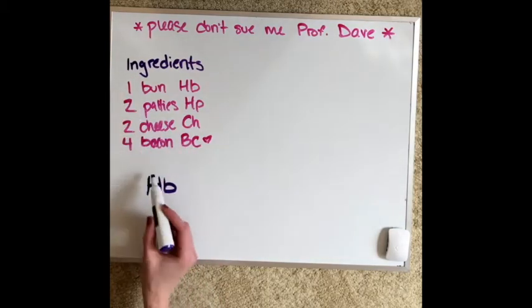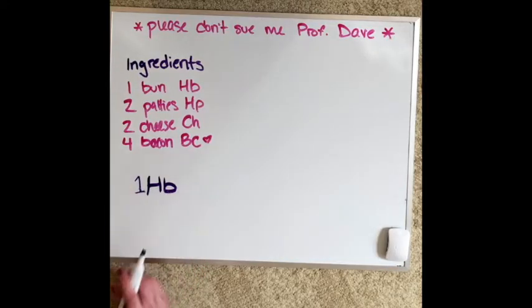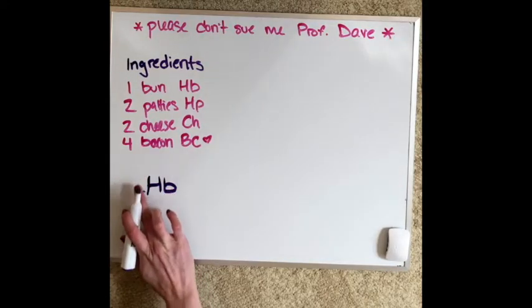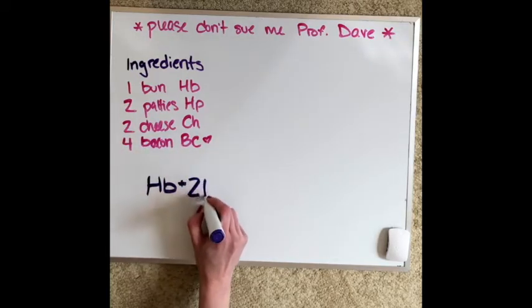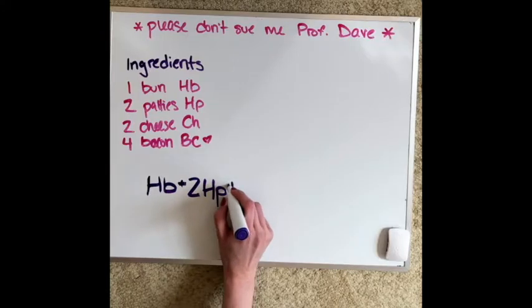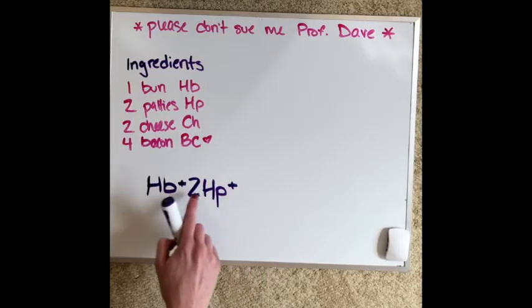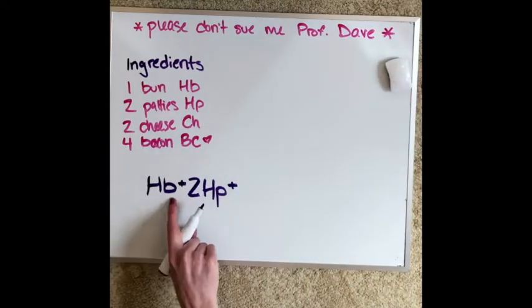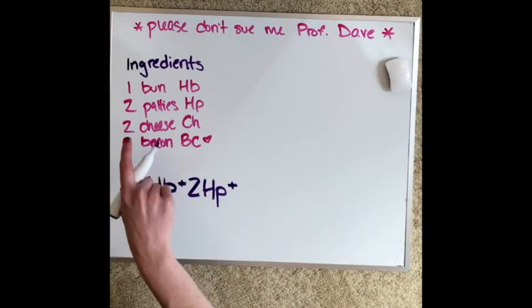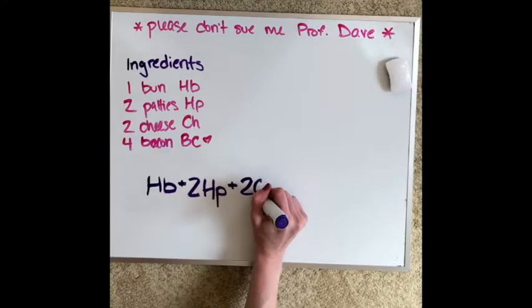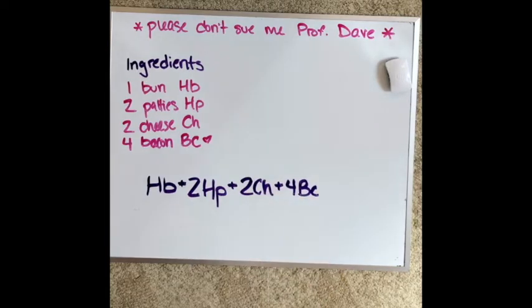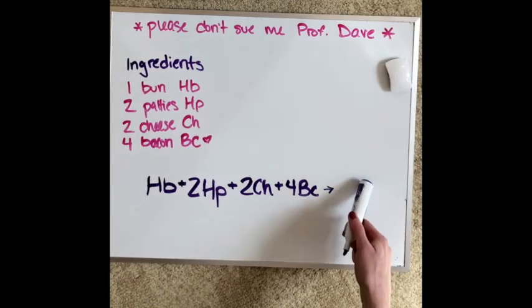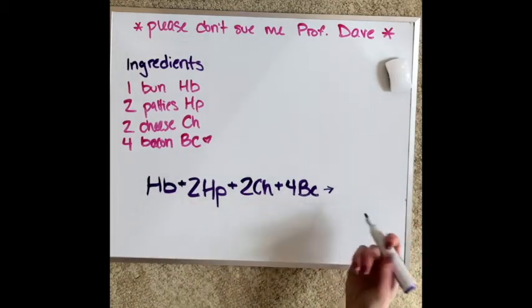HB, because I only have 1. Remember, if my coefficient is 1, I do not need to write it. I assume it to be 1. I'm going to need 2 patties, and look how I'm separating my different ingredients with plus signs because they're not bonded, they're still separate. 2 slices of cheese, 4 strips of bacon will produce, and here's the tricky part, because on my product side, everything technically is bonded together.